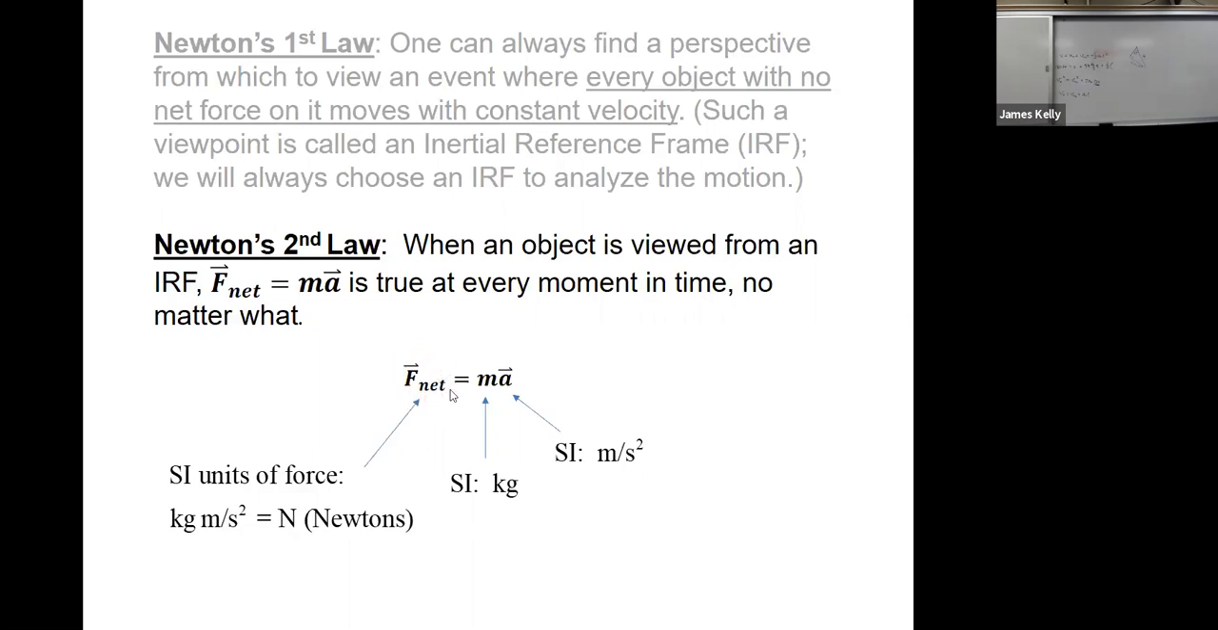If there's a whole bunch of objects around, that's true for every individual object. Maybe you've got several objects colliding, right? It's true at all moments. So when these two objects are coming towards each other, maybe there's no forces on them. This one has no net force on it, so it's moving with constant velocity. This one has no net force on it, moving with constant velocity. When they hit each other, they do have forces on each other.